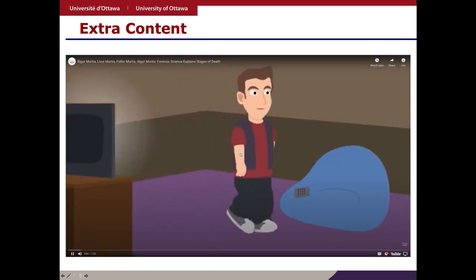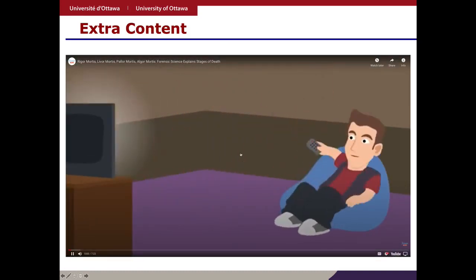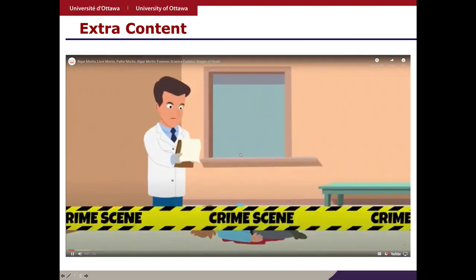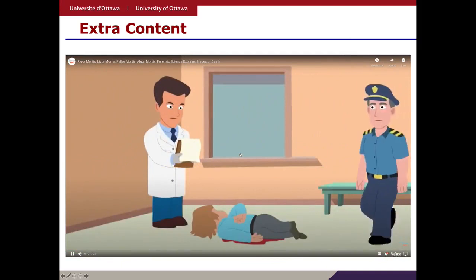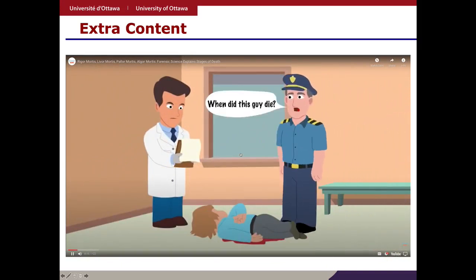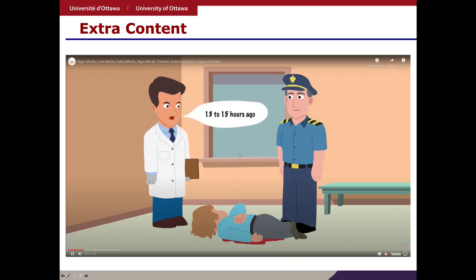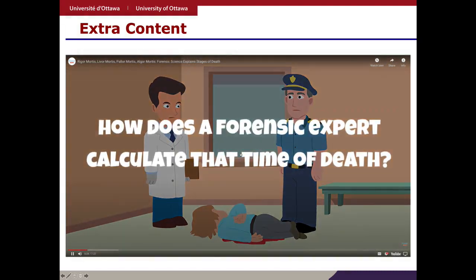Imagine that you're watching your favorite crime drama show. A murder has taken place. The police and forensic experts are looking for clues to catch the killer. One of the most important clues to solving the crime is determining when the victim died. The expert looks at the body, checks the body temperature, and examines the body's position. After a thorough examination, the expert then states the approximate time of death. The question is, how does a forensic expert calculate the time of death?